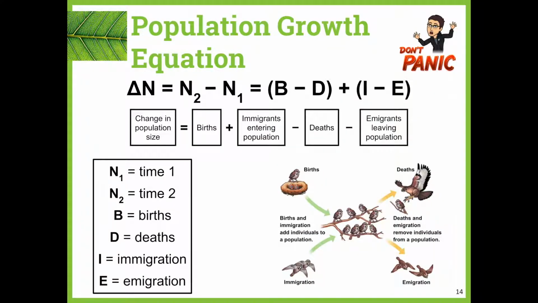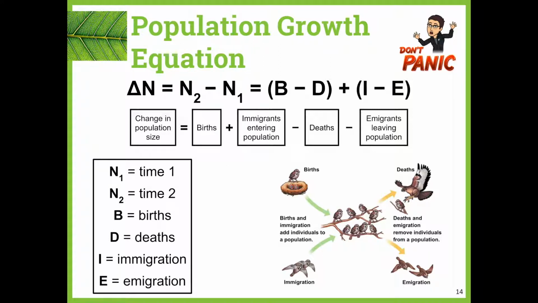And so what we'll see here is an equation that looks somewhat complex, but I guarantee that it's easier than it looks. This equation allows us to describe changes in a population size mathematically. And so we call it the population growth equation. And it is a way of determining how a population size changes over a particular time span.